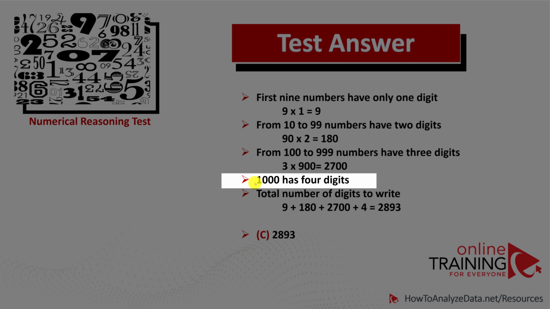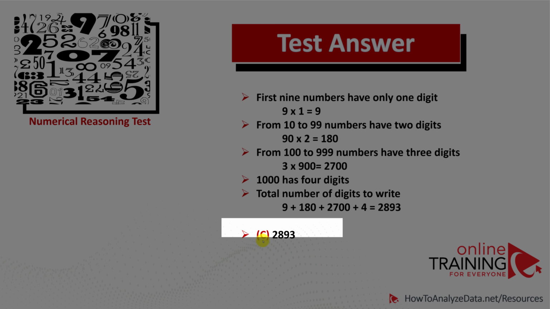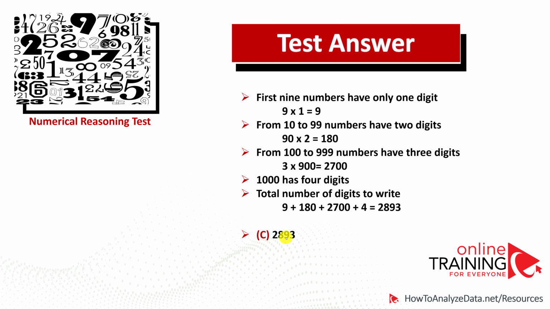And 1000 is the only unique number which will have 4 digits. So the total number of digits we will be writing would be 9 plus 180 plus 2700 plus 4, which would be equivalent to 2893. So the correct choice here is choice C, 2893. Hopefully you've nailed this question and now know how to solve these types of problems in the test.